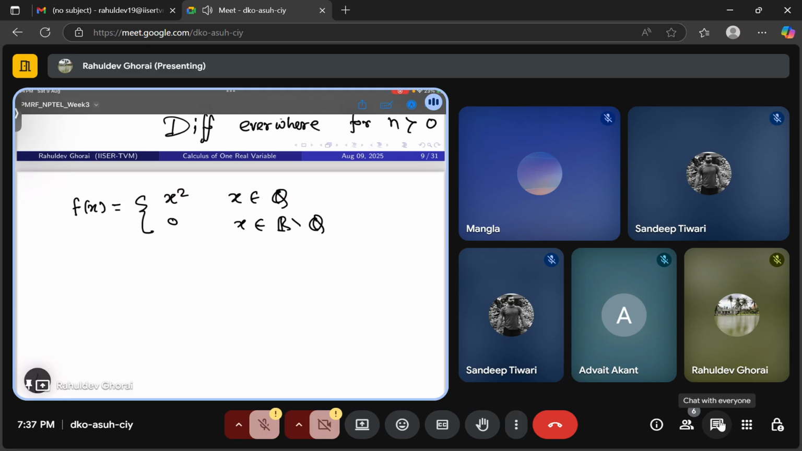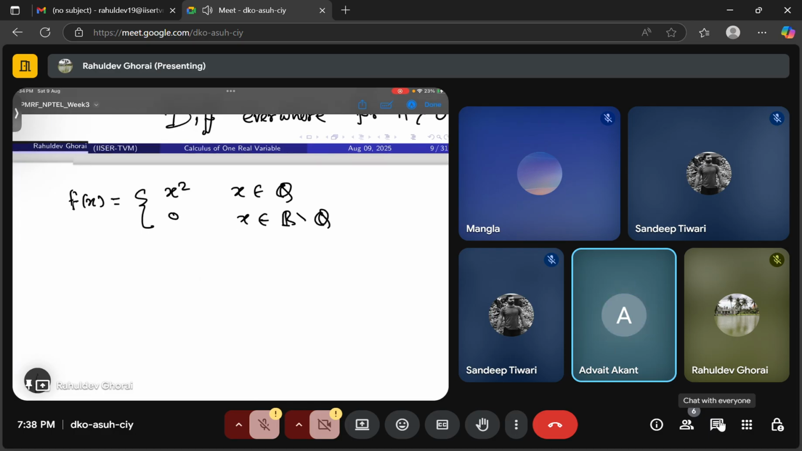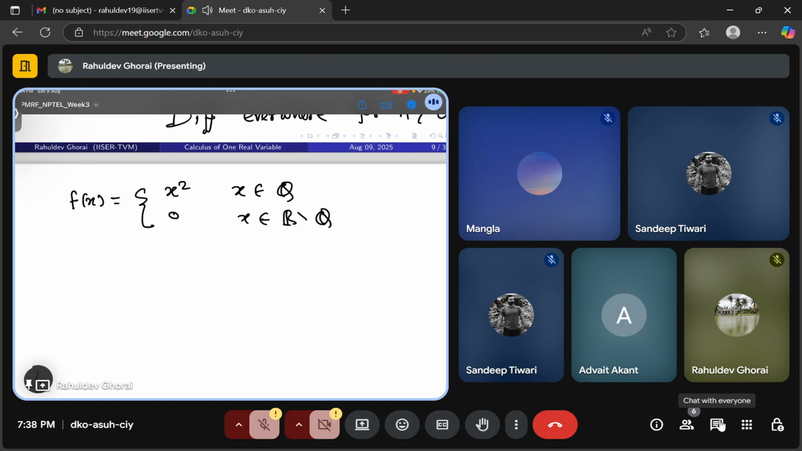Someone who said only at x equal to 0, can he tell why? The reason why only at x equal to 0? Because if we consider the limit for rational points, it will be limit h tending to 0, h square minus 0 by h. Wait, I will write.